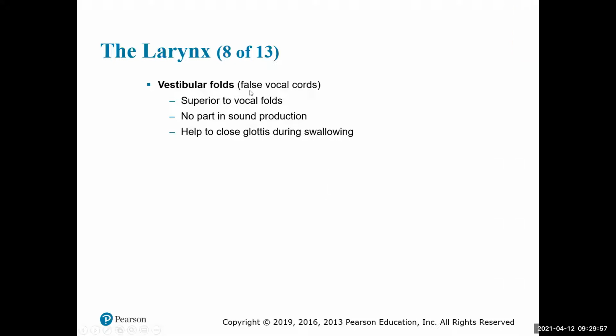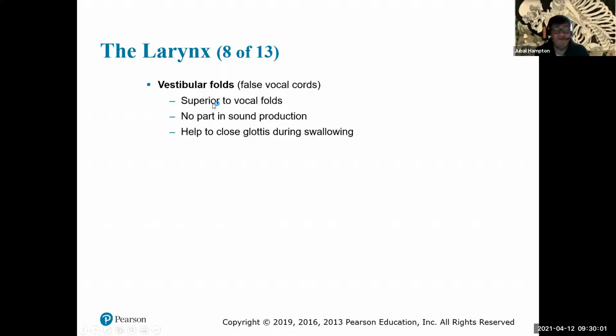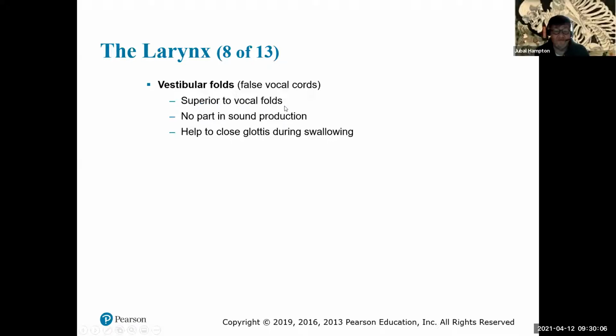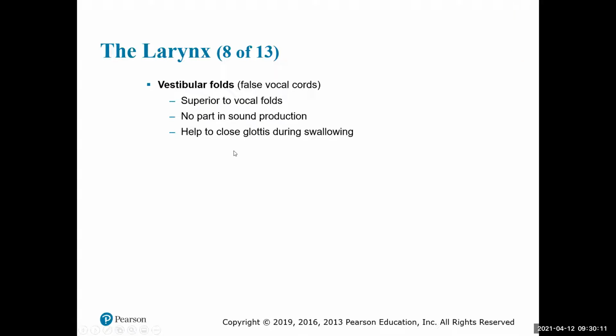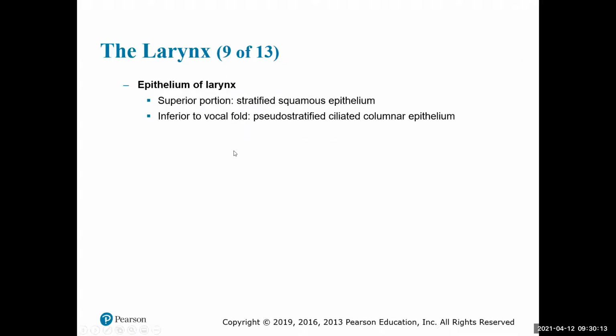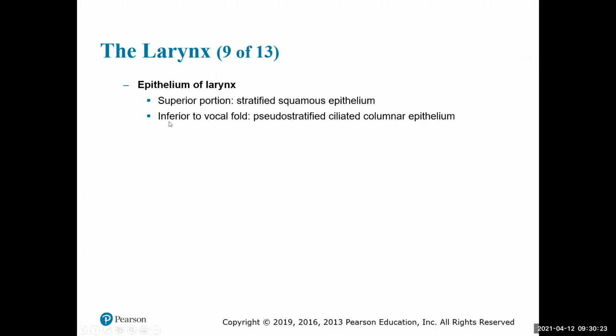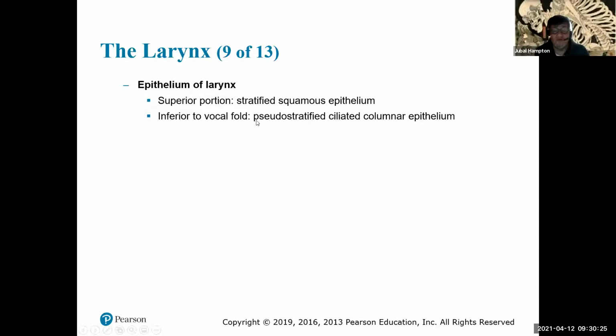So, again, false vocal cords are superior to the true vocal cords, and it's the true vocal cords that are going to produce the sound. Epithelium of the larynx in the superior portion is stratified squamous epithelium. Inferior to the vocal folds, it's going to be my favorite, pseudostratified ciliated columnar epithelium.